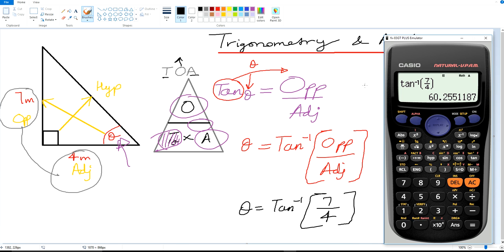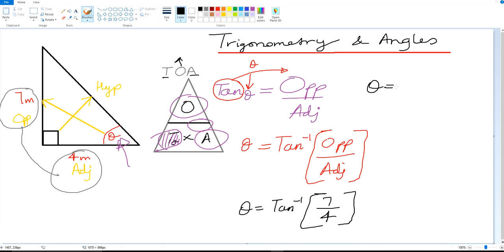I have to memorize that because when I start typing it'll disappear. So theta equals 60.255 degrees. Now we need to round the answer off because that's not really sensible. To 1 decimal place, that gives you 60.2 degrees. So these questions are a little bit more involved, but not too much. You've got one extra step where we have to get rid of the tan and do inverse tan.